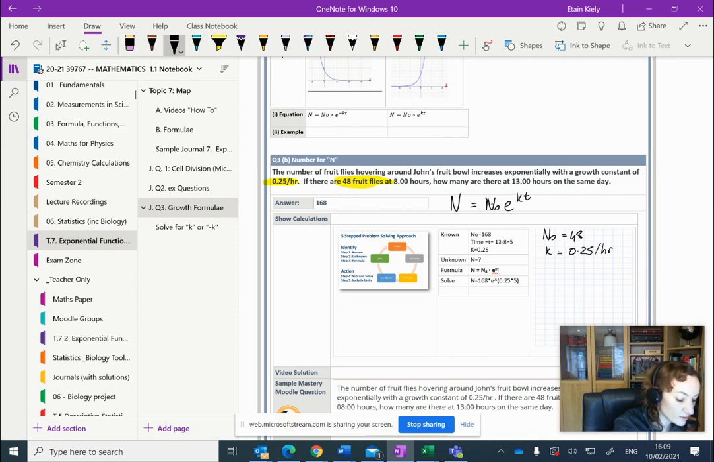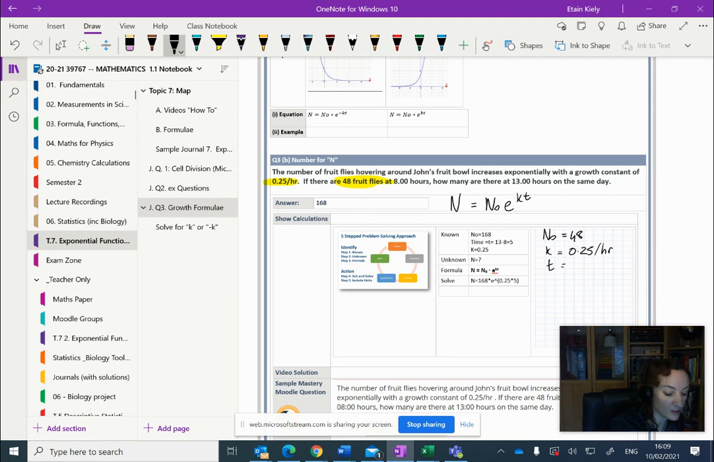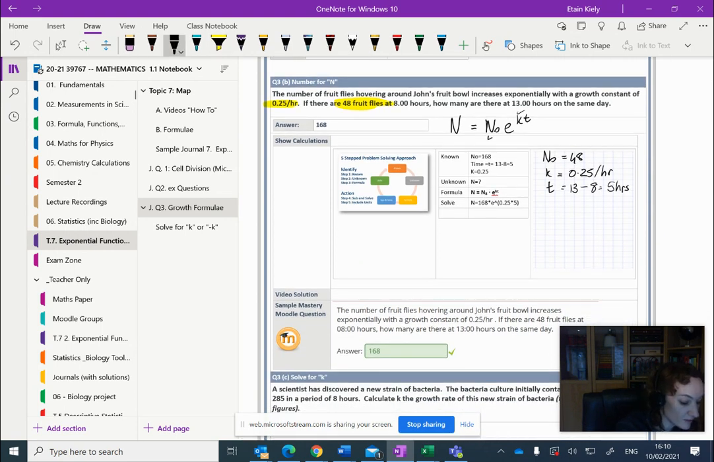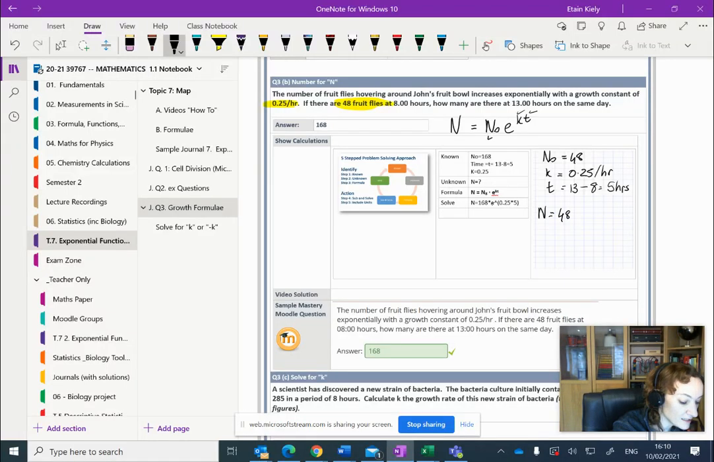And then we also have t because we're told what the starting time was and then what the finish time was. So it's going to be 13 minus 8, which is 5 hours. So we can plug all of these now because we have this and we have this and we have this. We can plug them all in to solve for n. So n is going to be n0, which is 48, times e to the power of k, which is 0.25, times t, which is 5.